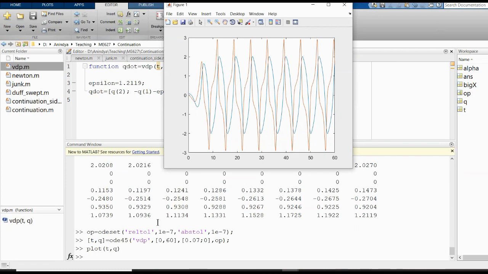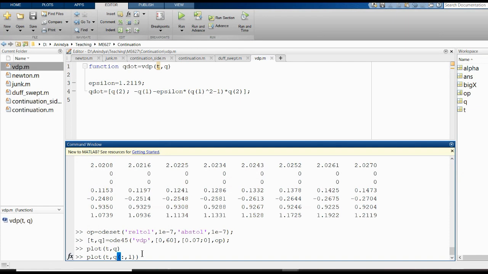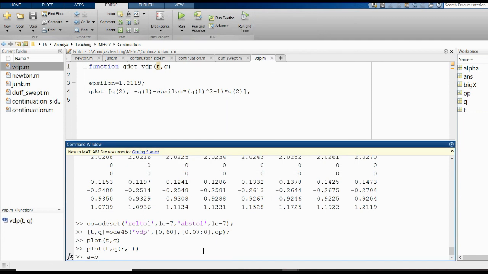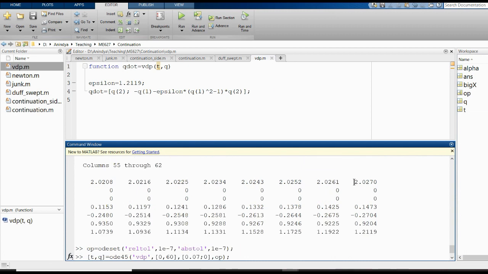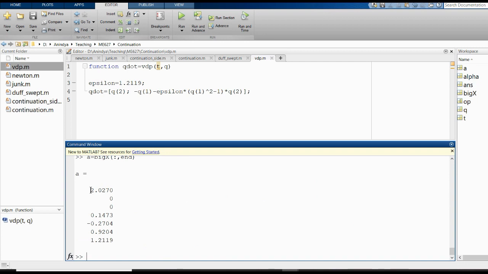And so what I will do here is I will now plot only x, and when I look at that, you will see that there is some distortion over here. This is fine. Now I will say A equals big X, all rows, last column. That is this one over here. Okay, and you see that the 2 omega t sine and cosine are still 0.